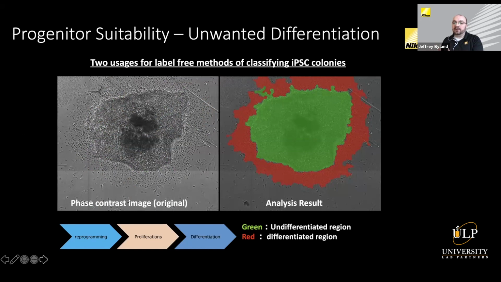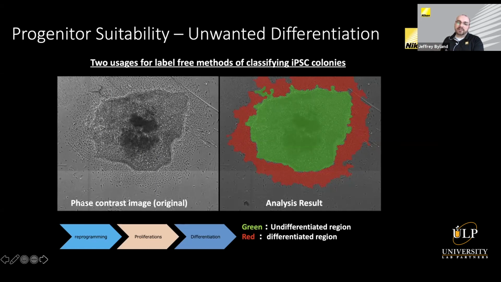Again, this is all label free, using advanced software. The green is undifferentiated areas and the red is differentiated regions. We can find colonies that are in this differentiated area versus the undifferentiated state, and use that to make calls about the suitability of that batch for use in further downstream applications. Again, this is done in an automated fashion, so it's unbiased, it's label free, it's in line.